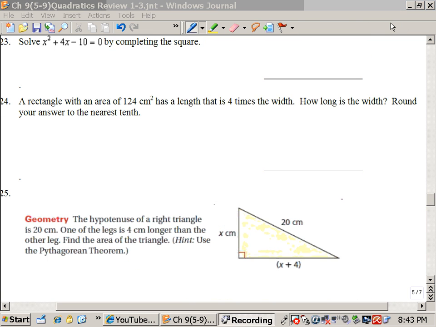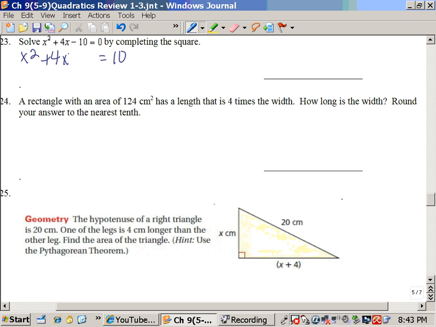Let's move on. Number 23, it tells us to solve by completing the square. Since I don't have a number in front, I'm going to go ahead and get busy by moving the 10 to the other side. Then I need to add a blank to each side. Half of 4 is 2, and 2 squared is 4. And add 4 to each side, and that gives me 14.